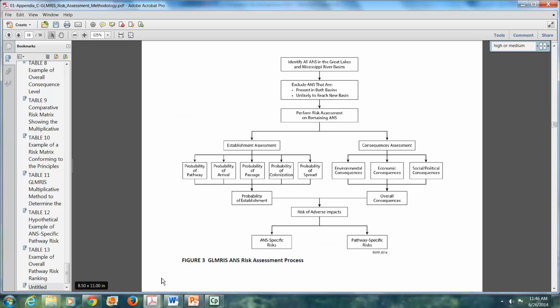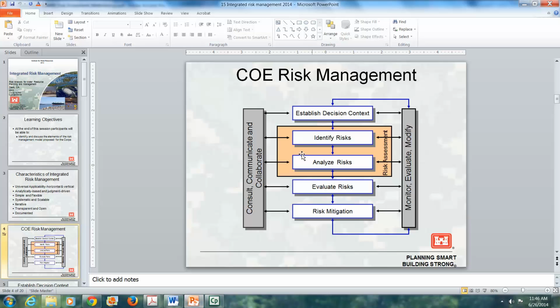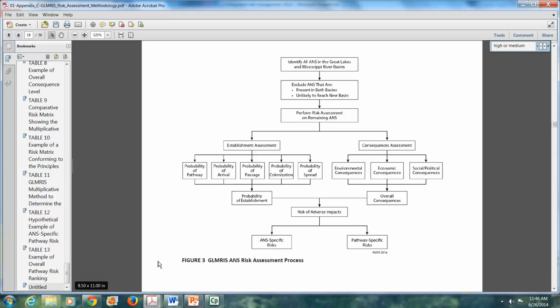This is a figure taken from the GLIMRIS risk assessment. And what I would like you to see here is that risk assessment process that was described in 2 steps here in this particular model, the Corps unpacked that and broke it down into this series of steps. You'll become more familiar with these as we move through the course, but here's what I would like you to understand now, that the U.S. Army Corps of Engineers did indeed have a process in mind as they began this risk analysis that they did.